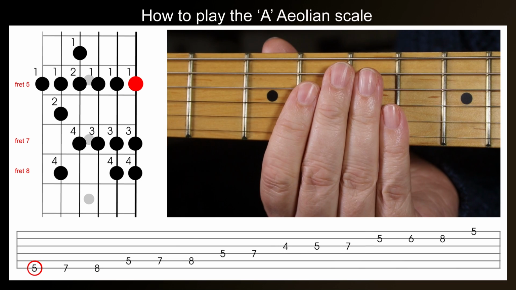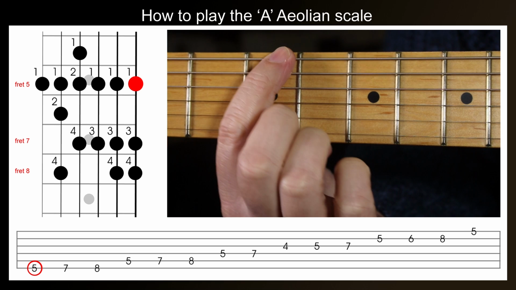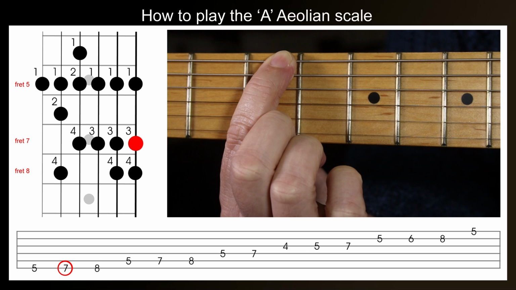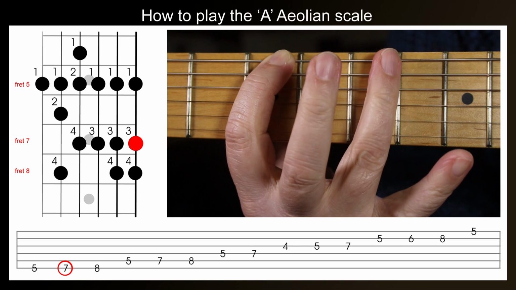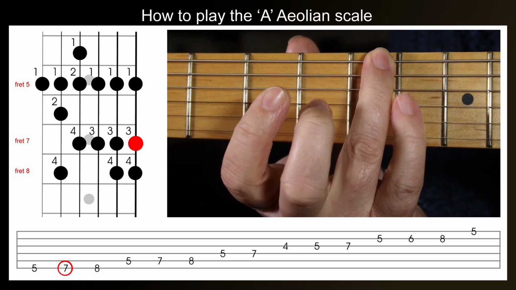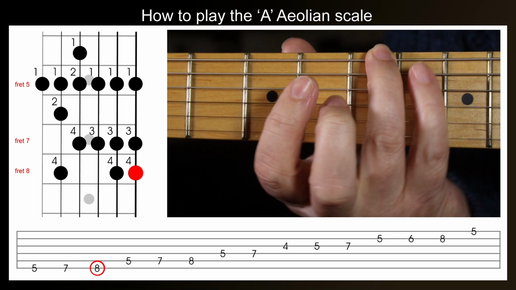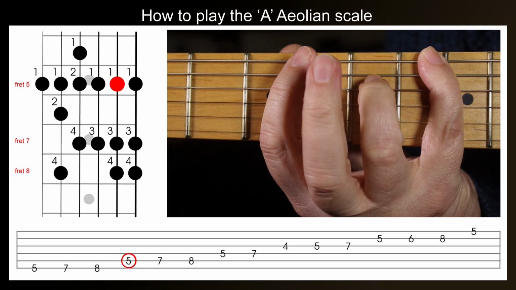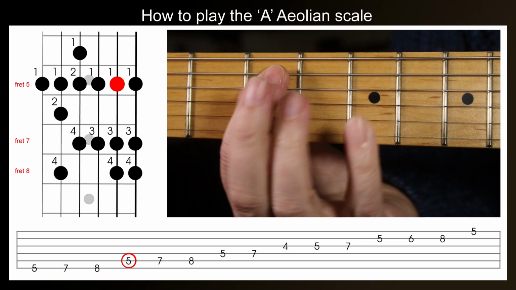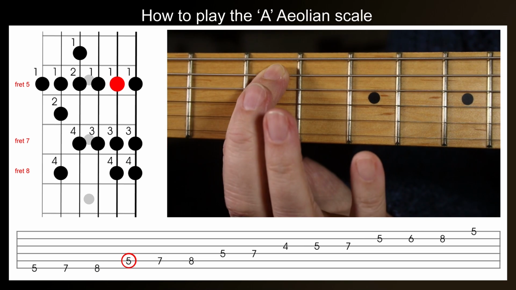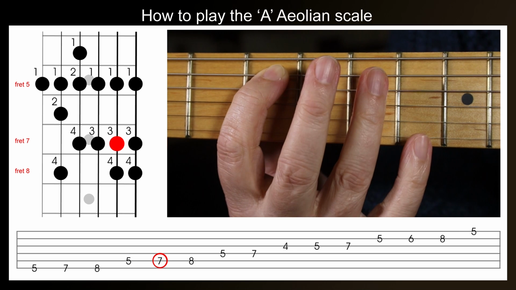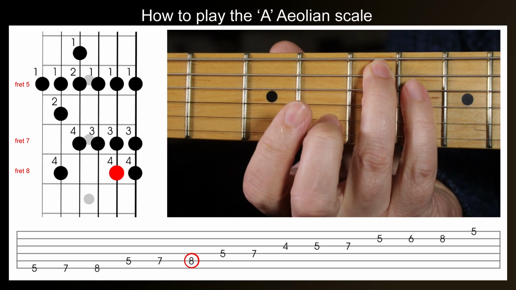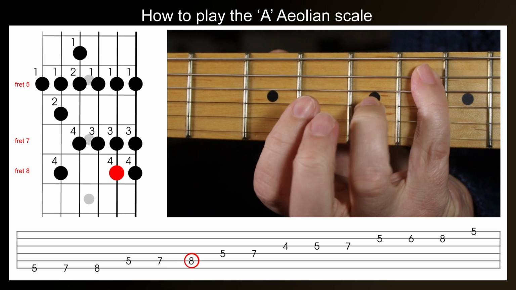Play the 5th fret of the bottom E string with the first finger. Play the 7th fret of the bottom E string with the third finger. Play the 8th fret of the bottom E string with the fourth finger. Play the 5th fret of the A string with the first finger. Play the 7th fret of the A string with the third finger. Play the 8th fret of the A string with the fourth finger.